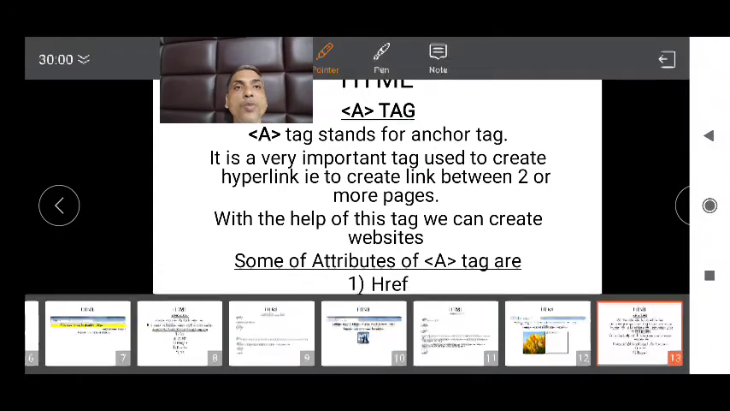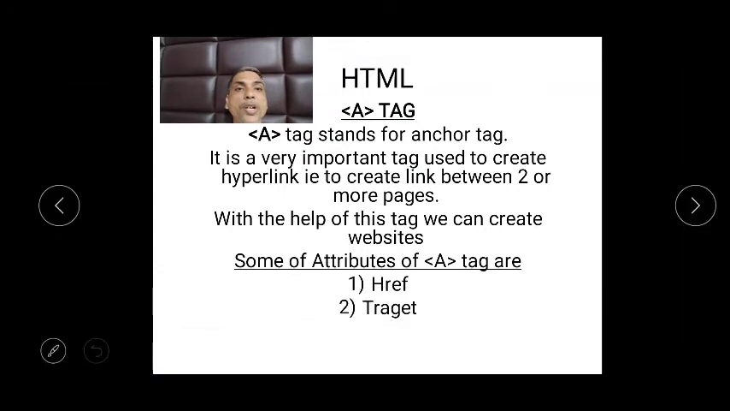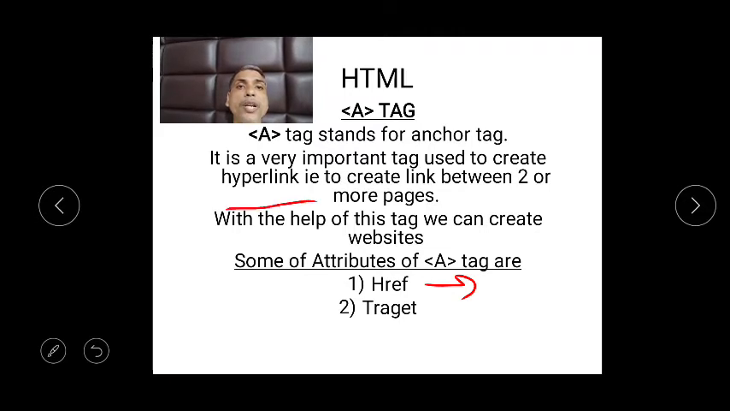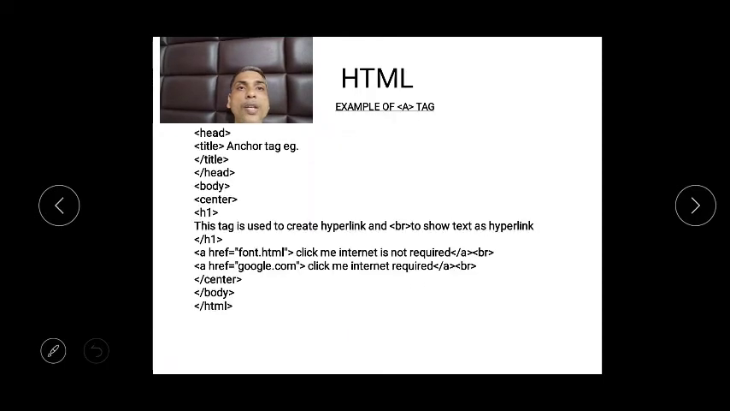Now the attributes of the A tag are href, that is hyper reference or hypertext reference. Target is also one of the attributes, but mostly we use href whenever we use the A tag. It is used to create hyperlinks. Now let's take an example.